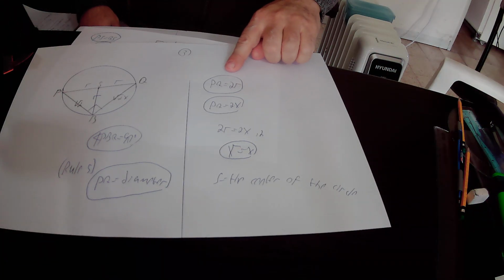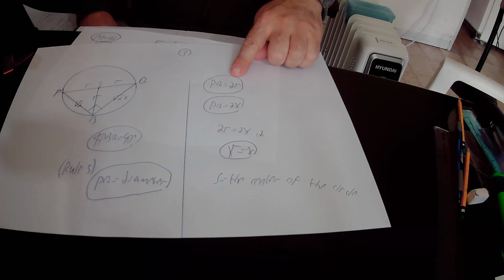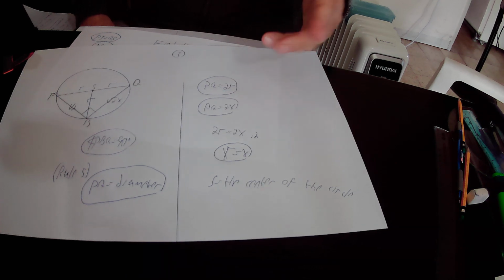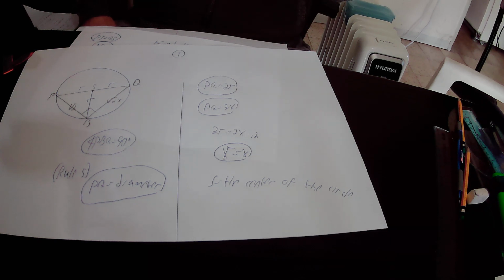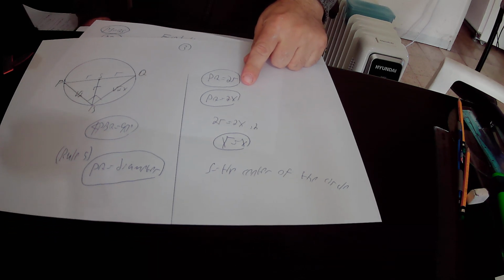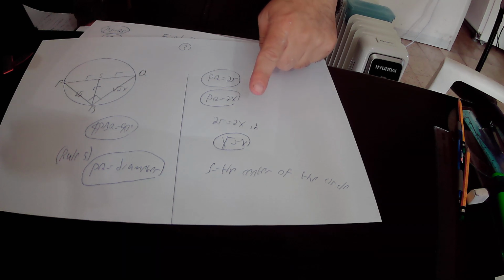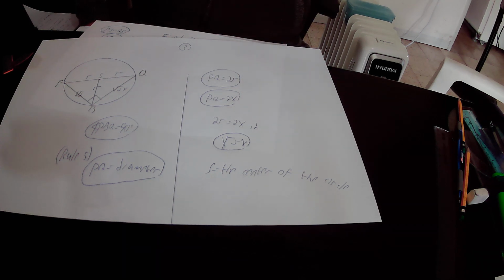From one side, PQ is the diameter of the circle, that is 2r. From the other side, PQ equals 2x, according to what is given in the question. So from those two equations, we derive that 2r equals 2x. We divide this equation by 2 and finally find that x equals r.